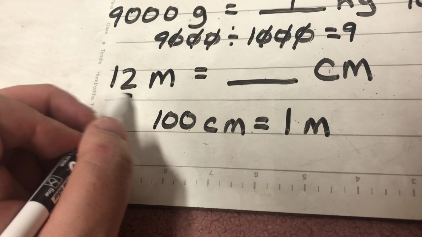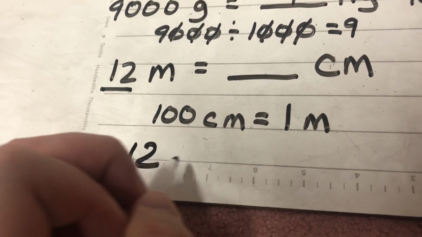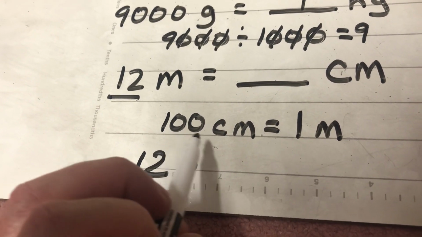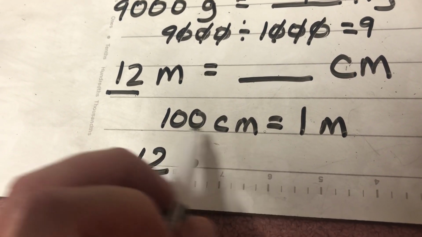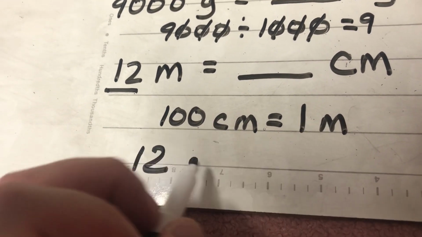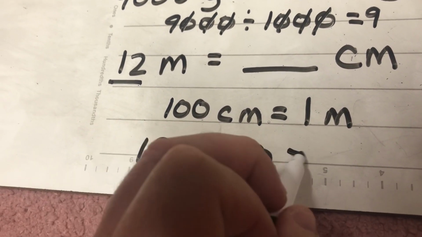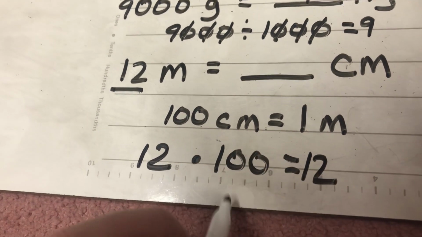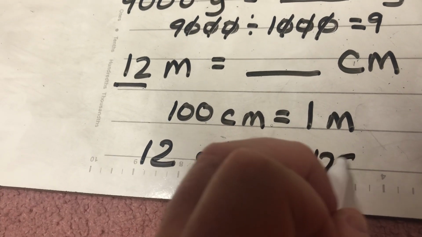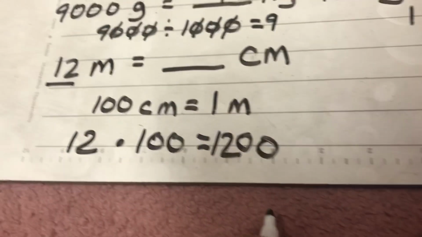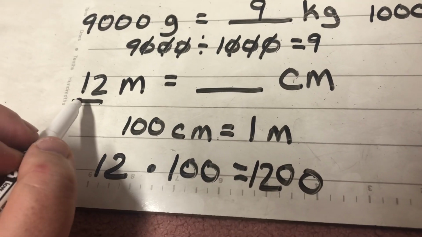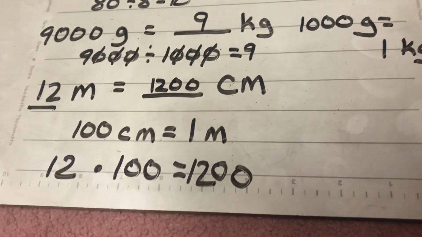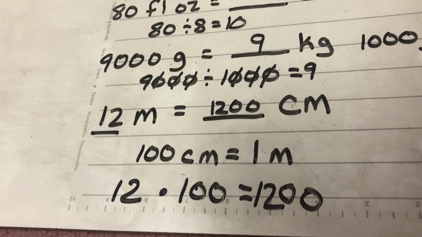Well, the first number in my multiplication problem is going to be the number that I know, 12. Well, what am I going to multiply 12 by? Well, I'm going to multiply it by 100 because the key number in the conversion is 100. 100 centimeters equals 1 meter. 12 times 100. Once again, I can just use my zeros trick. 12 times 1 is 12. There are 2 zeros at the end of the numbers here. So I add 2 zeros onto my answer. I get 1,200. And sure enough, 12 meters equals 1,200 centimeters.